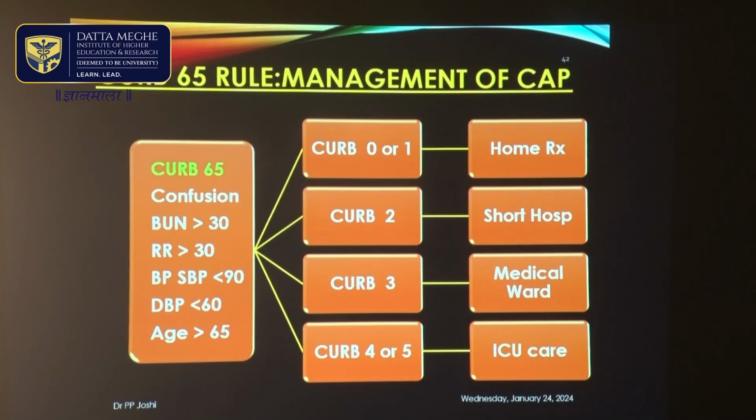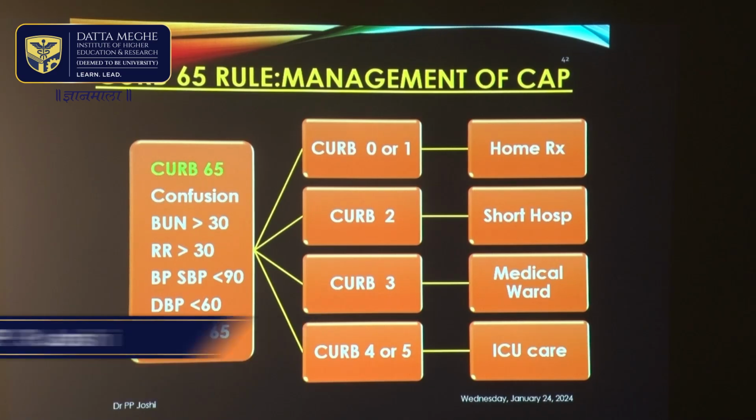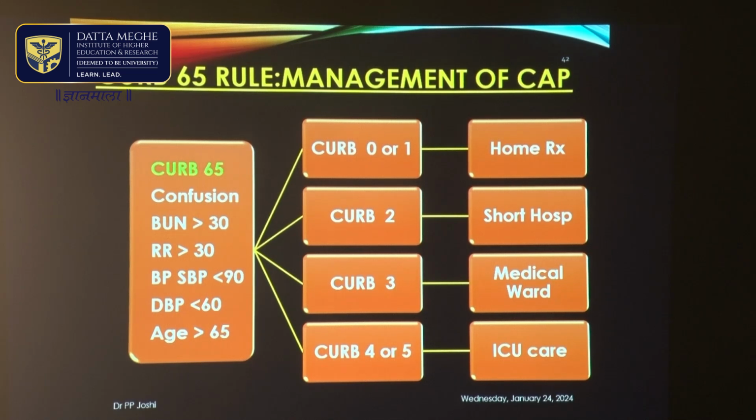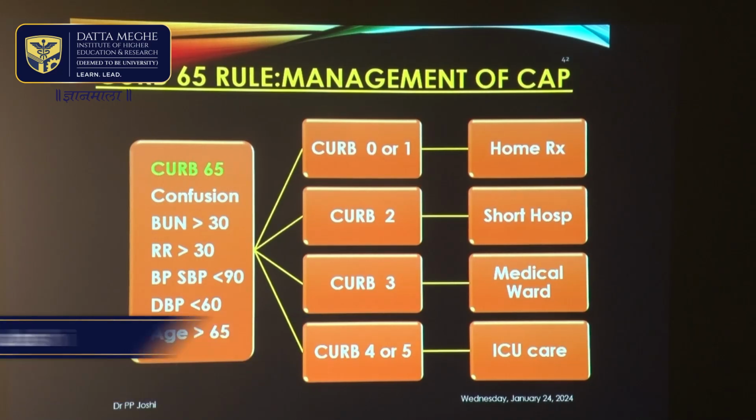CURB-65 stands for: C stands for confusion. If confusion is present, we give 1 point. And blood urea nitrogen more than 30 mg%, or respiratory rate more than 30, and blood pressure if it is less than 90 systolic or less than 60 diastolic, and age more than 65 years. So these are the 5 criteria. If the CURB score is 0 or 1, patients can be treated at home. If it is 2, a short hospital stay is required. If it is 3, then the patient is admitted to a medical ward, and if the CURB score is 4 to 5, the patient needs intensive care management and has to be admitted in the ICU.